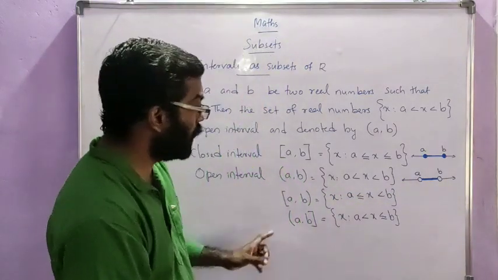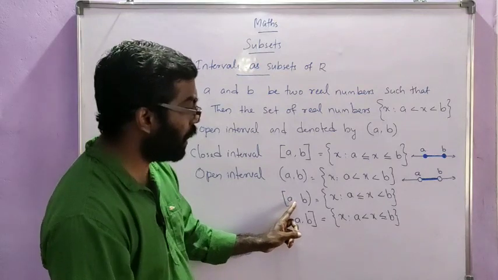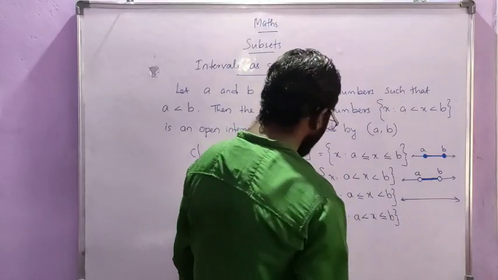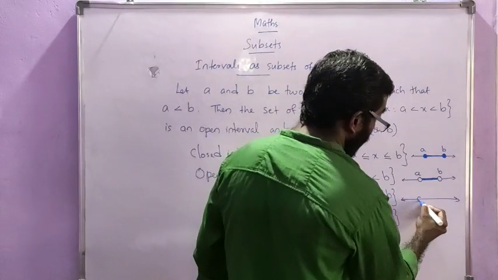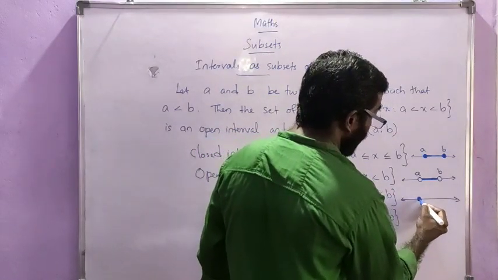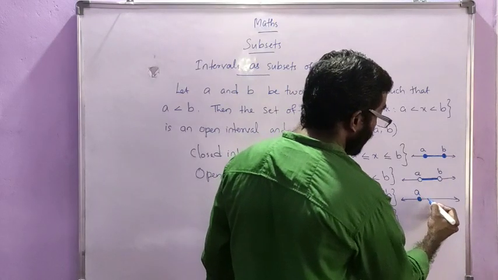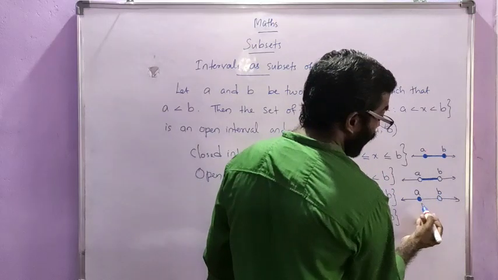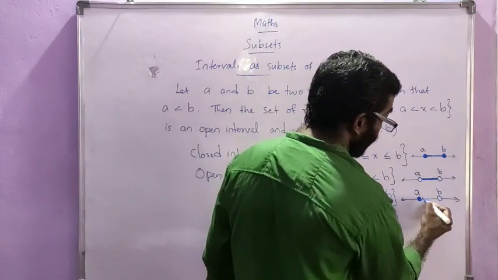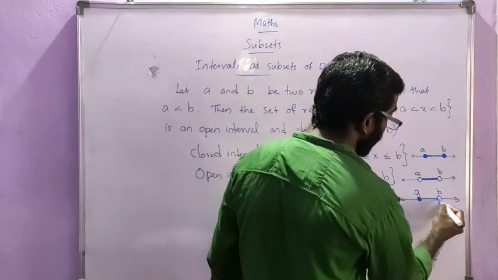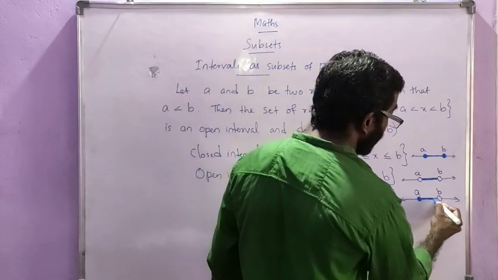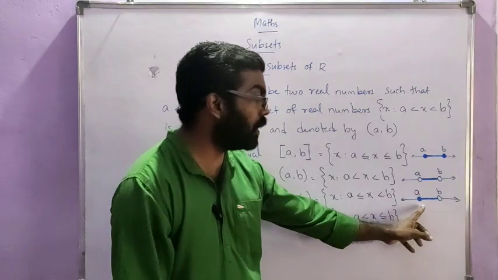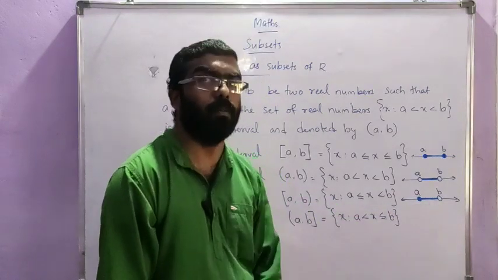Okay, then another one is closed a b open. So this we can represent as, here a we can darken because a is included and b is excluded, so just put a circle. Then in between the values all are included, so we can darken the part. So this is closed a b open.